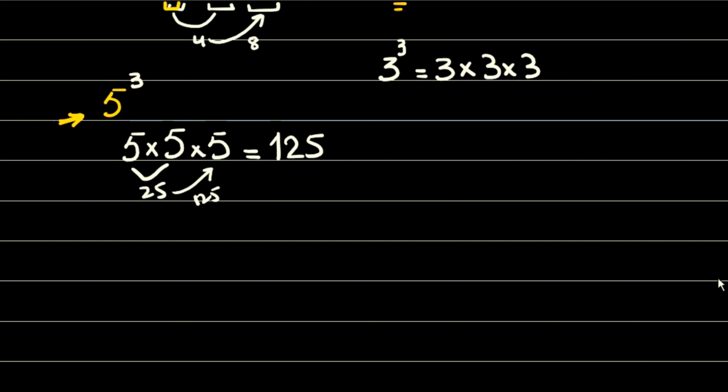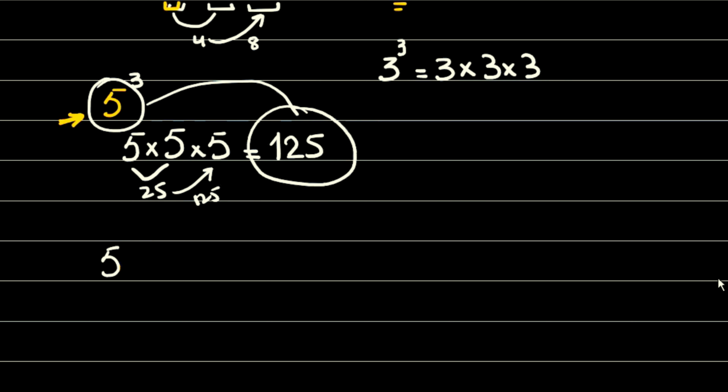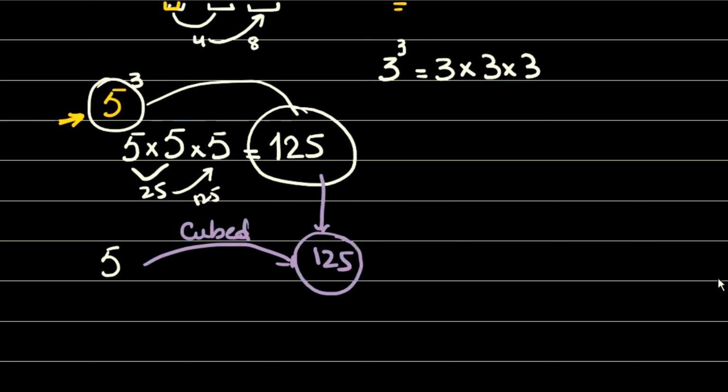But remember one thing: the relation. What is the relation of this 5 and this 125? As I told you, if I want to find the cube of 5, the cube of 5 will be, as we have calculated, 125. That is a cube number. You say 5 cubed is 125.